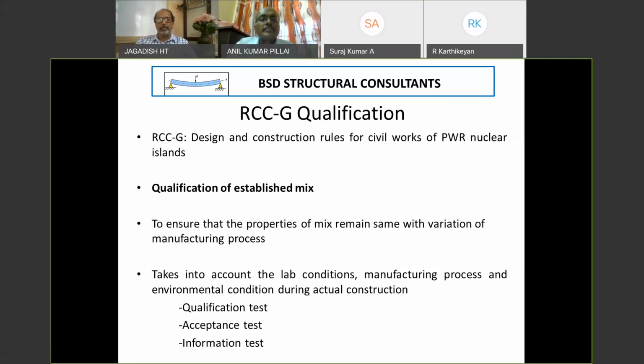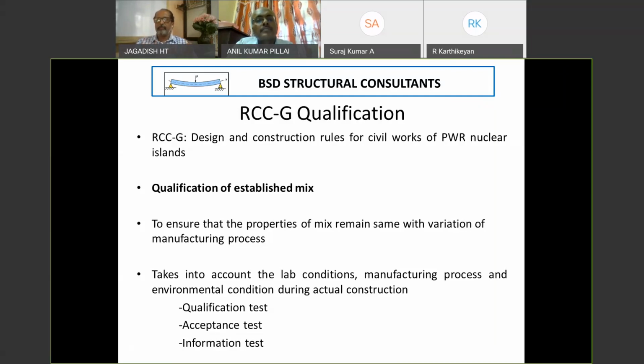So this particular code RCC-G is the design and construction rules for civil works of a PWR nuclear island. So it says PWR, but the rules given in this book are applicable to any nuclear reactor because it doesn't differentiate between PWR or PHWR.